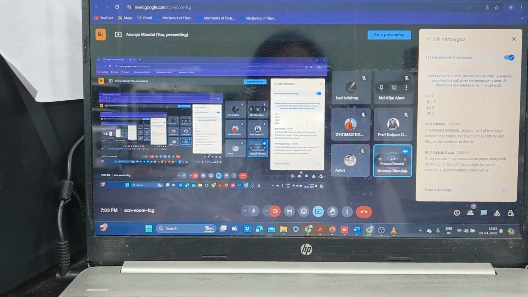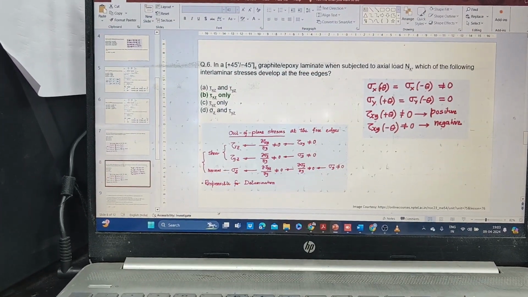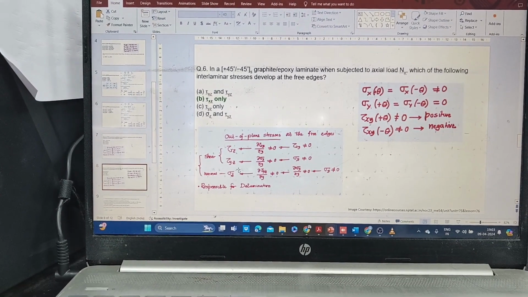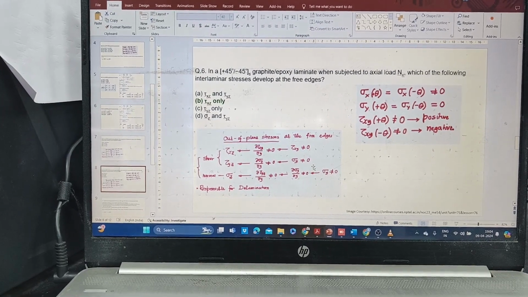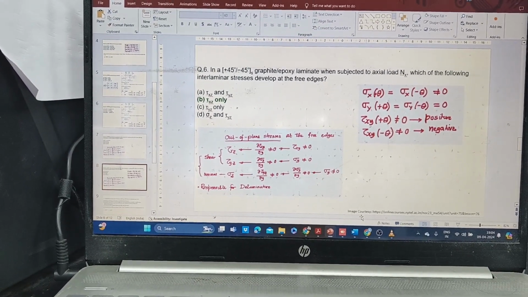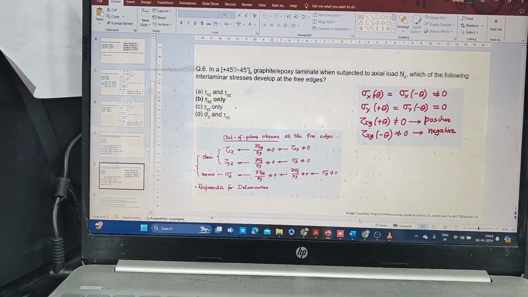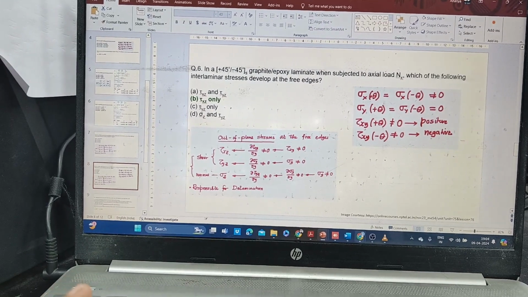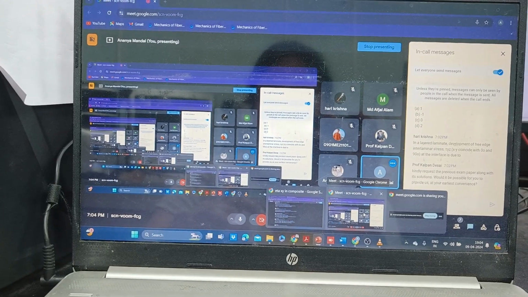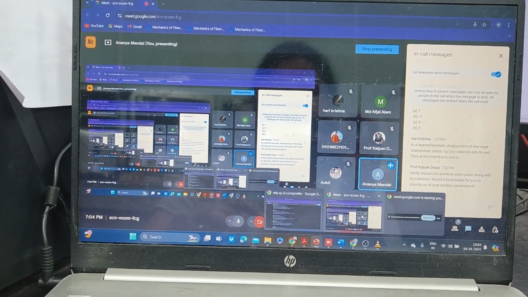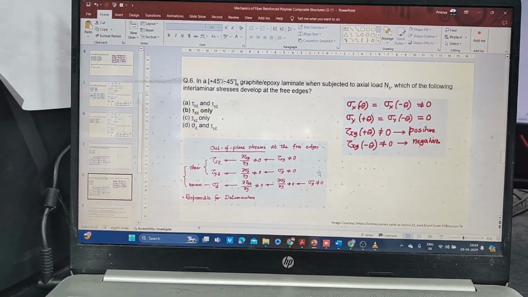Okay, so tau yz they are asking about. So you see this thing. Tau yz they are asking. So for tau yz, what will be the value required to get tau yz? Hari, you answer this one. They're asking for getting the tau yz value. Which value do you need?